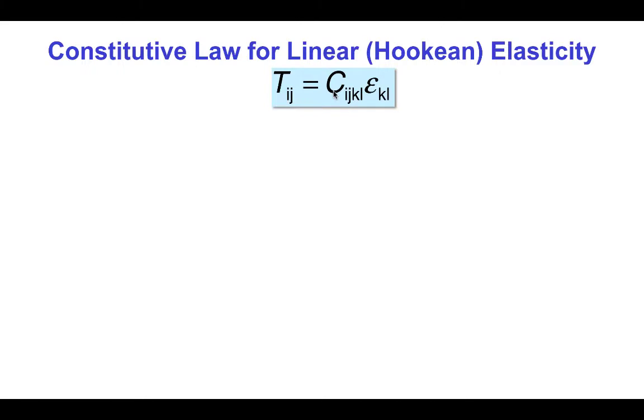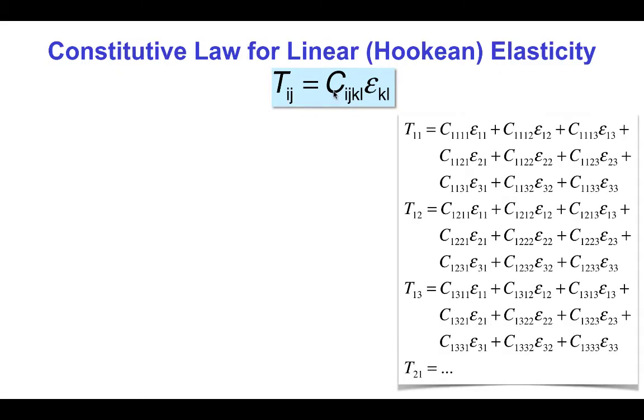Cijkl epsilon kl, which if we were to write out in full would look like this for the first few stress components. T11 would be C1111 times epsilon 11 plus C1112 times epsilon 12 plus C1113 times epsilon 13 plus C1121 times epsilon 21 plus C1122 times epsilon 22, etc., all the way up to C1133 times epsilon 33. So that's one linear equation relating T11 to the 9 components of the Cauchy strain.